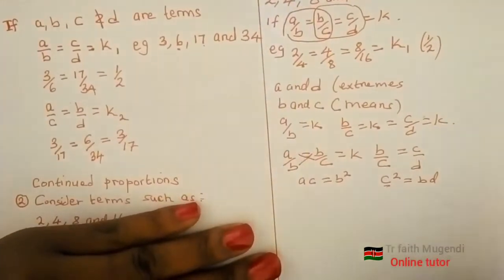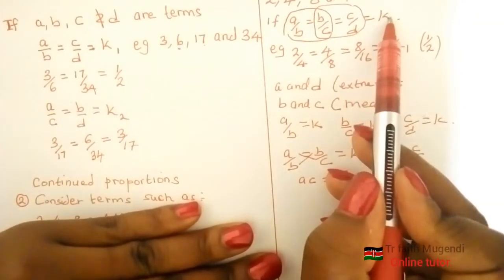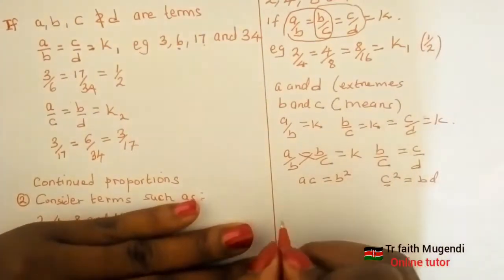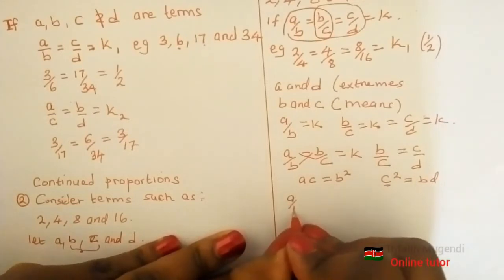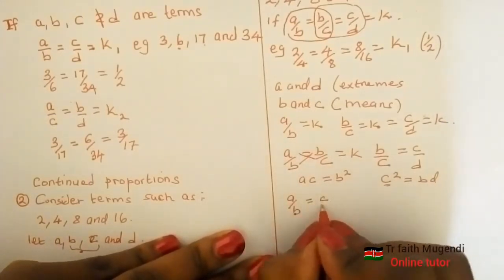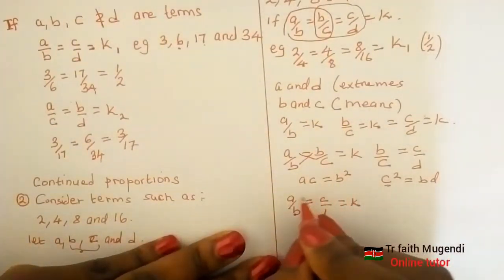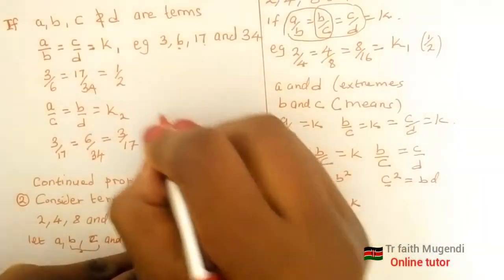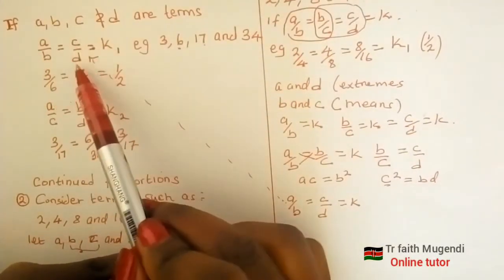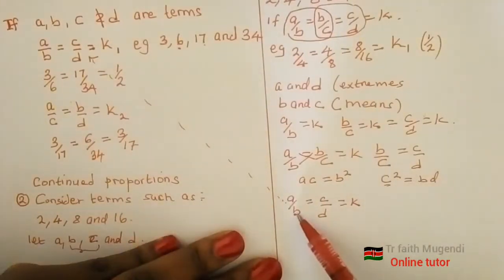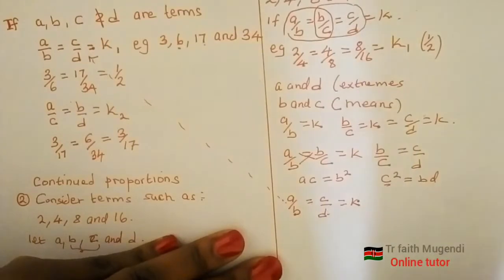Why am I saying they are the same? If A over B is equal to B over C is equal to C over D is equal to a constant, then it is also true to say that A over B is equal to C over D, which is equal to a constant. And this is the same as the compound proportion. So it is true that A over B is equal to C over D is equal to K. All right? So it is true.